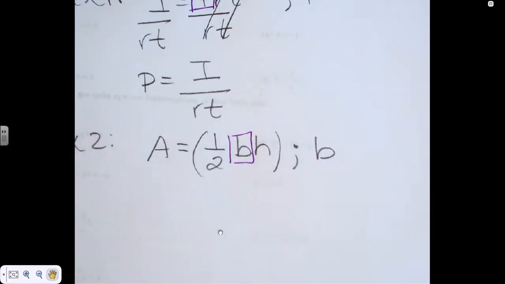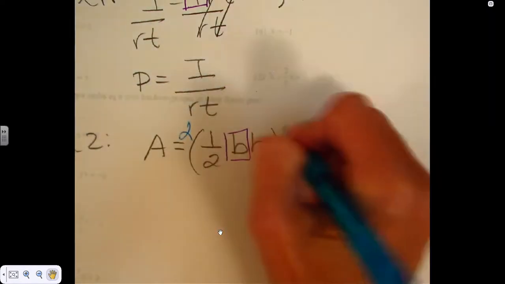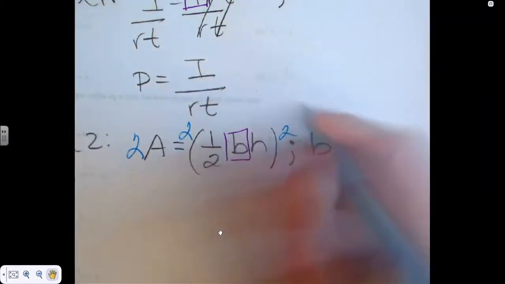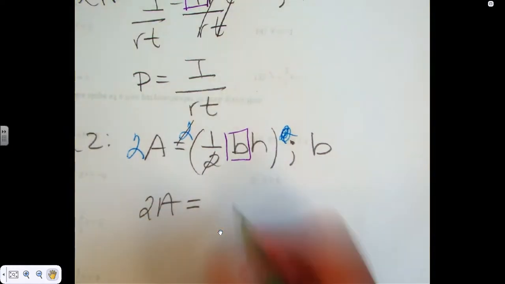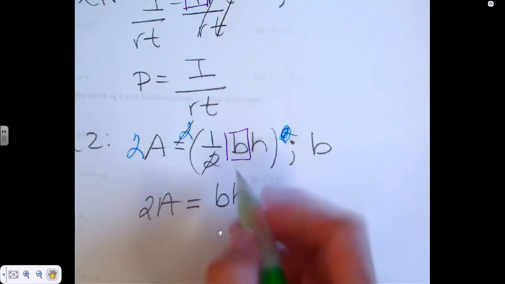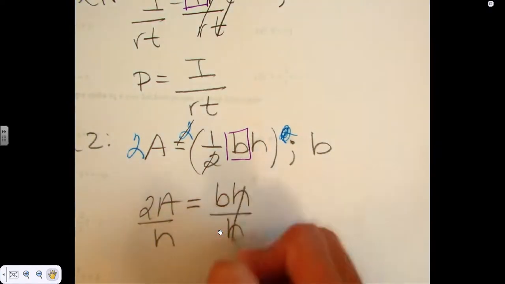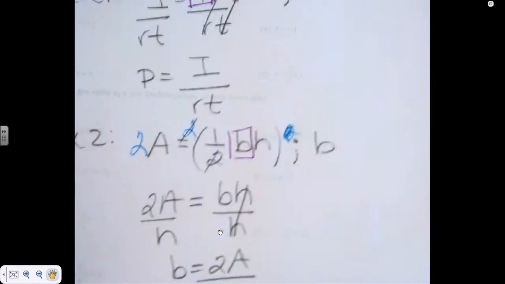Okay, so I'm multiplying by 1/2, so I need to divide by 1/2, which really, if you think about it, is the same as multiplying by the reciprocal, so it's 2. So if I multiply both sides by 2, my 2's cancel, and that leaves me with 2a is equal to b times h. Now, I'm still trying to solve for b, so I need to divide by h. So now b is equal to 2 times a over h.